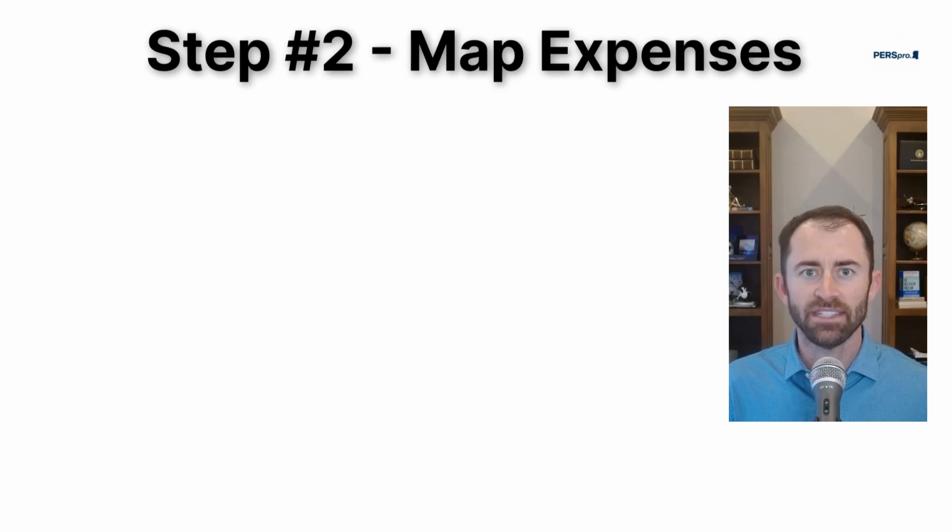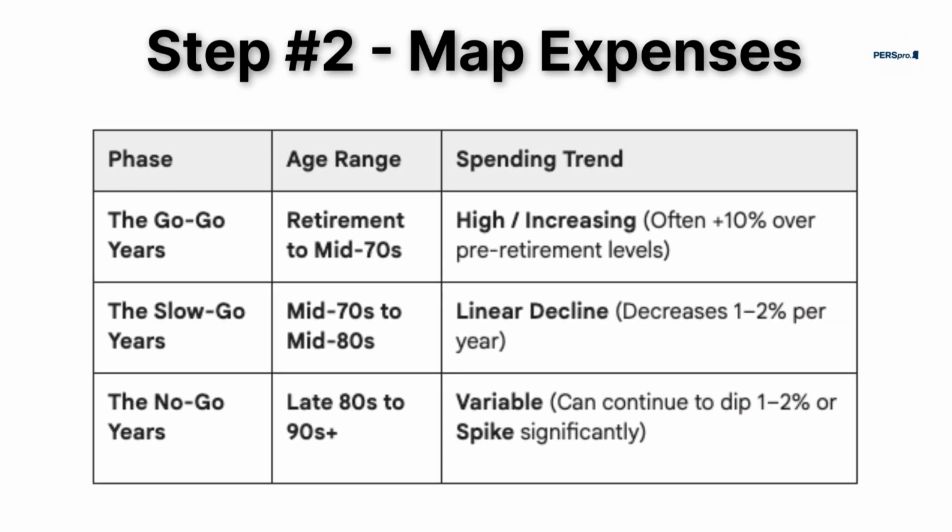Once your goals are prioritized, step 2 is mapping the expenses needed each year to meet those goals. Many retirees assume their spending stays flat, but academic research suggests a different reality. Most retirees experience 3 distinct phases of spending. First, the go-go years. Up until your mid-70s, retirement spending is often at its highest. You're traveling, dining out, still paying off a mortgage, tackling a home renovation, and starting new hobbies.